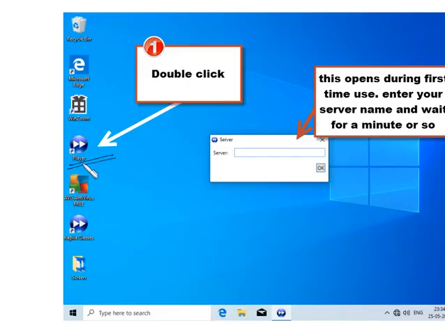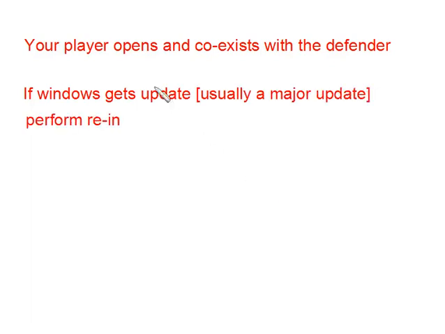So this is the installed icon. Double click it. A box appears. This will appear only the first time you use it. It will ask for a server name. This server name you will obtain from your provider. Enter that and click OK, and it will contact the internet for first time initialization, and then your player will be opened and it will coexist with Defender. You can enjoy the player.